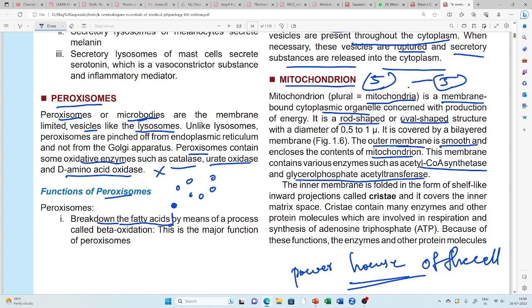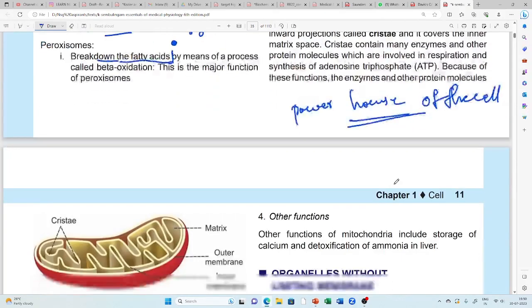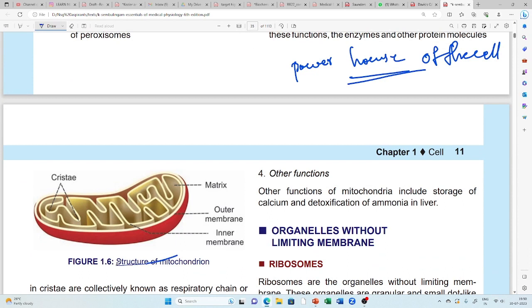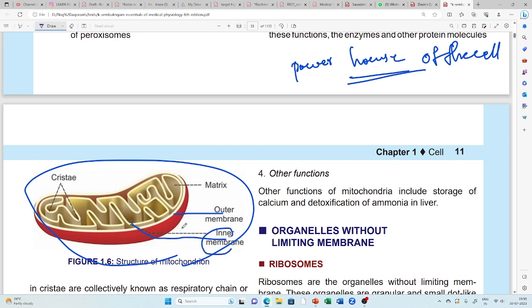Now you just understand mitochondrion or mitochondria means it's a very important organelle in the cell, and it has a bilayered membrane. The shape of mitochondria is rod shaped or oval shaped. Okay, and the inner membrane. Now I will show you the structure of mitochondria. This is the structure of mitochondria. Here you can see this is the outer membrane and this is the inner membrane. The outer membrane will be very smooth. The inner membrane will be folded. Okay, folded structure.